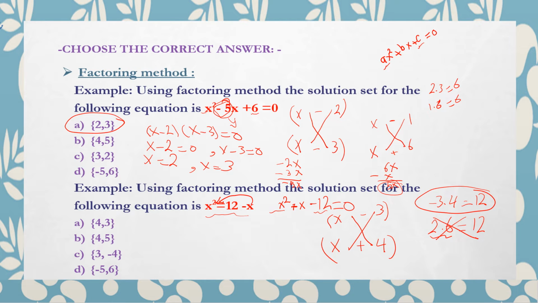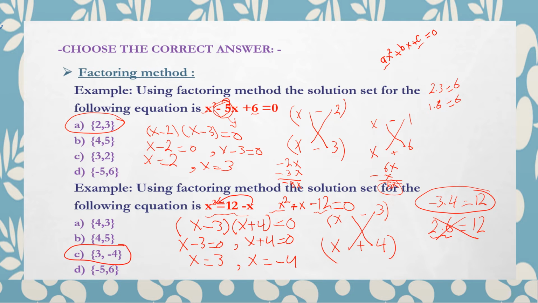Then x minus 3 times x plus 4 equals 0. After that, x minus 3 equals 0 and x plus 4 equals 0. Then x equals 3 and x equals minus 4. So the solution set is 3 and minus 4, which is C. And the correct answer is C.